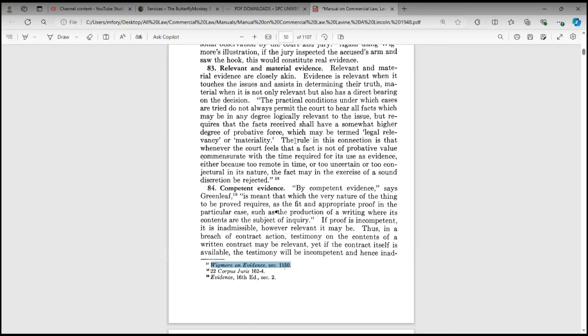I don't like how they're saying the rule, right? What does it say? Whenever the court feels, just a stupid way of phrasing this right here. Whenever the court feels.